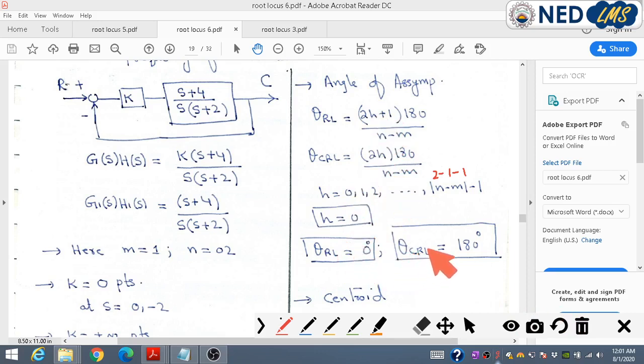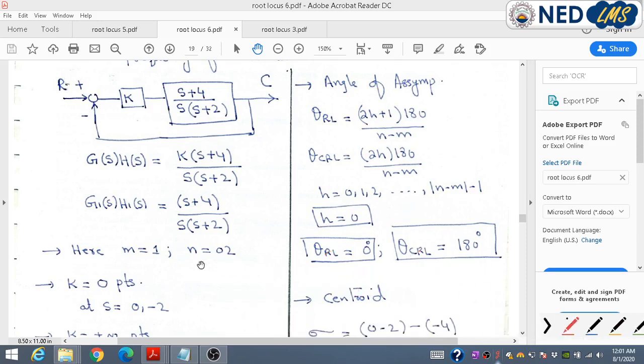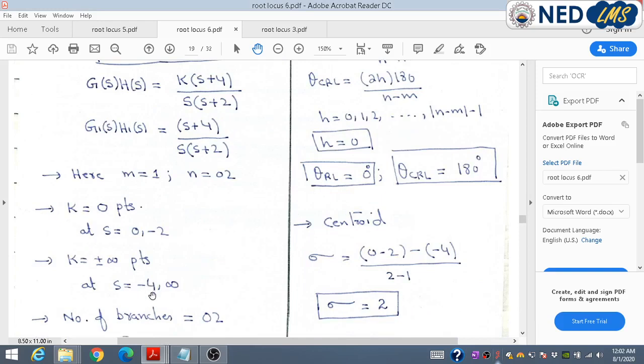Oh, there is some mistake. This is the information about theta RL, the angle of theta RL. Theta RL is 180 degrees, and if I place 0 here, then theta CRL comes out to be 0 degrees. So one start point of a branch would be from 0 degrees, and one end point of a branch would be at 180 degrees, and one start point of a branch would be at -4, and at -4 there would be the end of a branch as well. And there are two K0 points, which are s equal to 0 and -2.